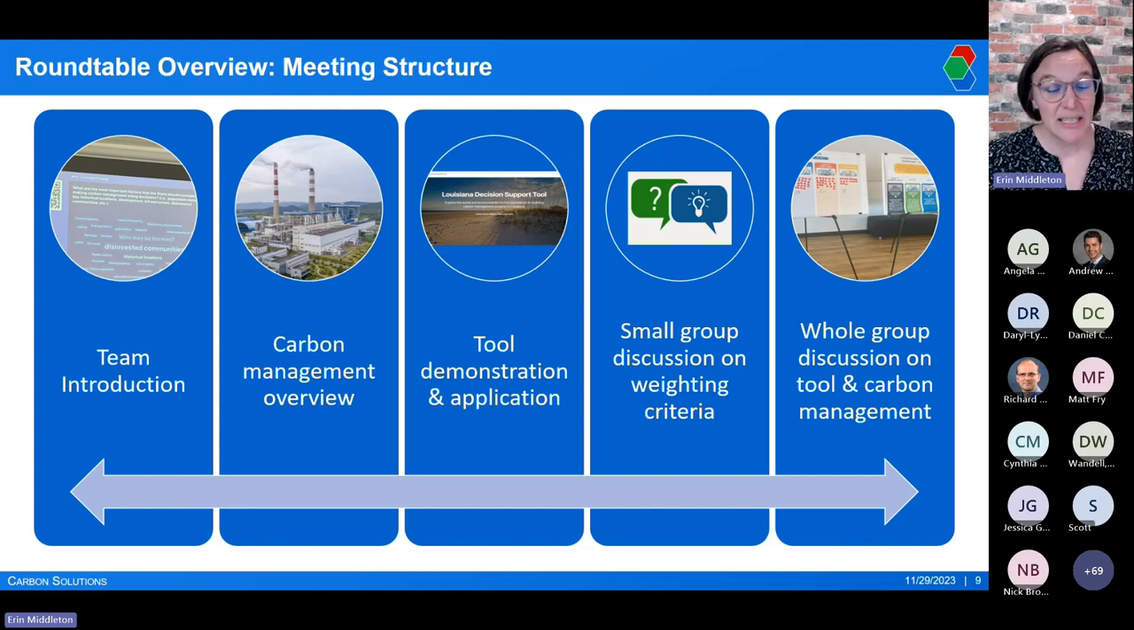For the roundtables, there was a team introduction, an introduction to carbon management, a tool demonstration and application, and small group discussions on some of the weighting criteria. As we mentioned, there are social factors and there are environmental factors. One of the questions the GPI and SWCA team wanted to know is, which ones are more important? If you were really going to site something, is race and ethnicity important? Is historical legacy important? Are environmental factors important? What is most important to you as a community, so that we can build this into the tool to make it more applicable? And then finally, there were whole group discussions, as in absolutely everybody in the room could talk about the tool, what they liked, what they would change, and how this impacted carbon management.